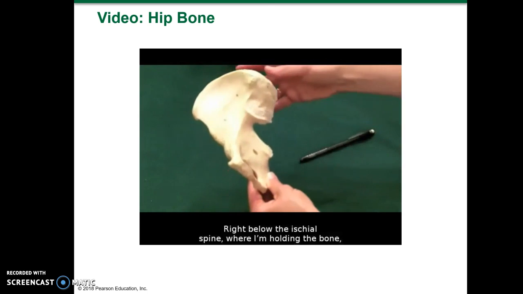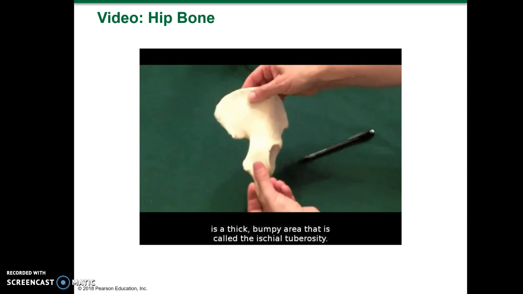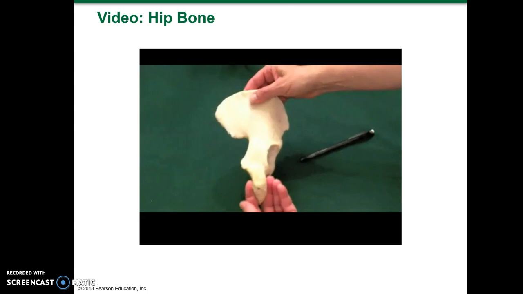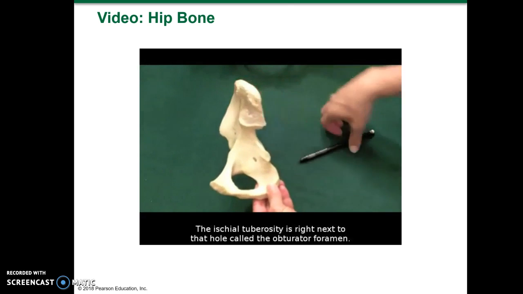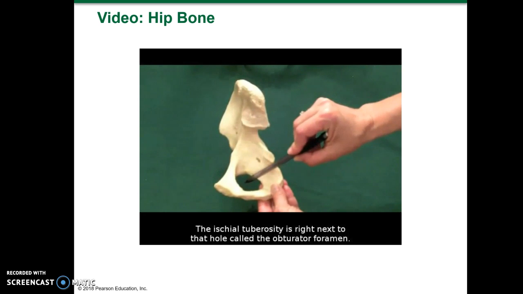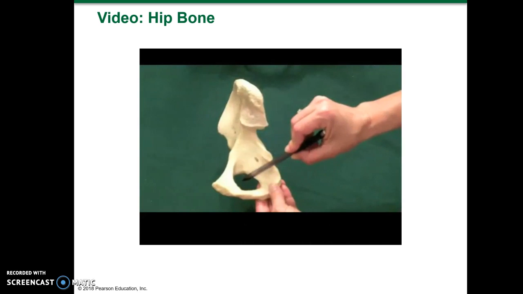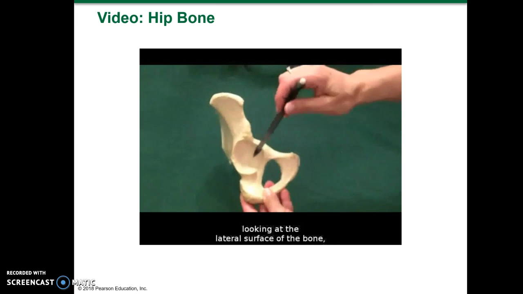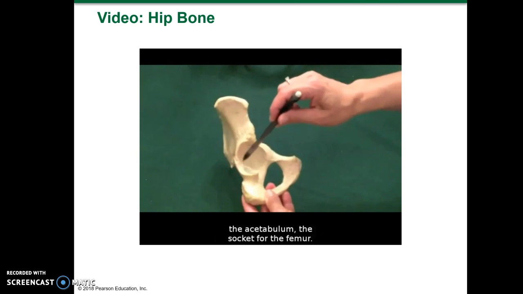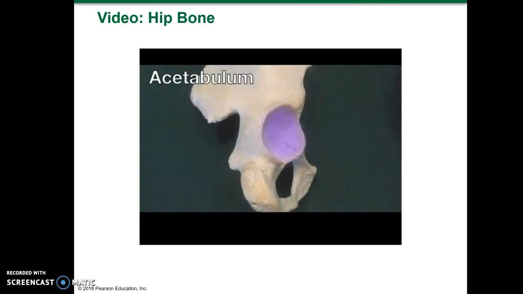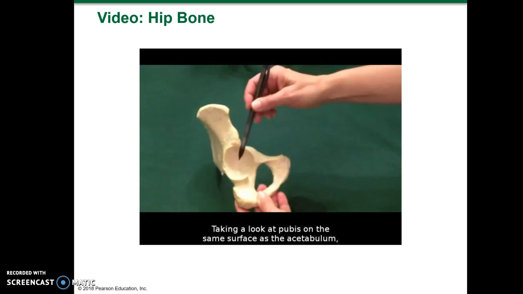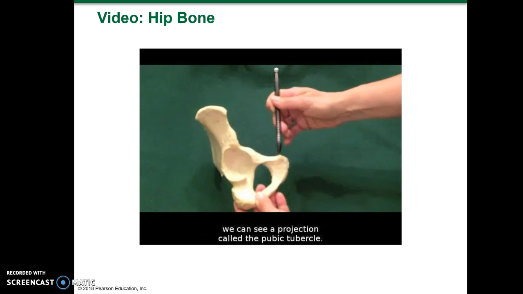Right below the ischial spine, where I'm holding the bone, is a thick, bumpy area that's called the ischial tuberosity. The ischial tuberosity is right next to that hole called the obturator foramen. The obturator foramen is very close to, looking at the lateral surface of the bone, the acetabulum, the socket for the femur. Taking a look at the pubis on the same surface as the acetabulum, we can see a projection called the pubic tubercle.